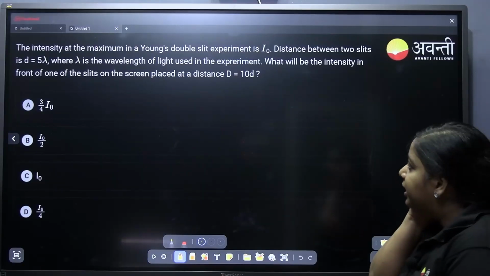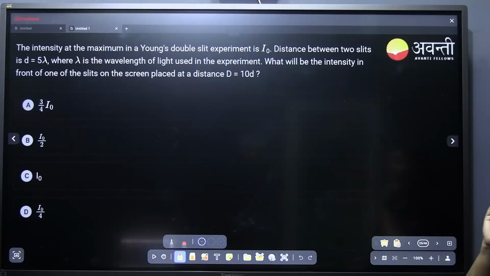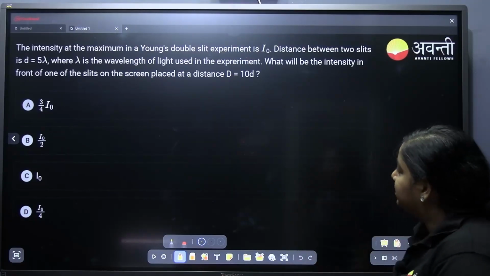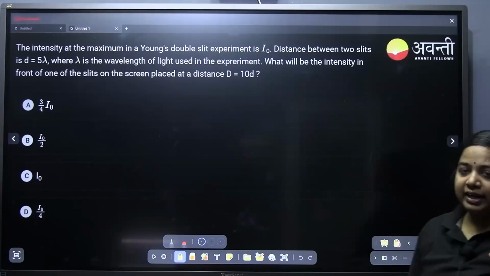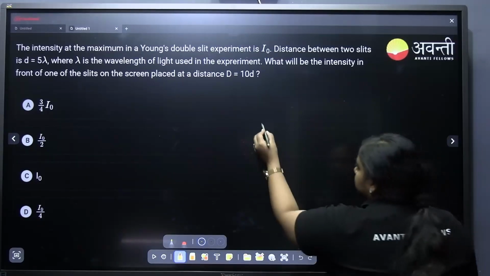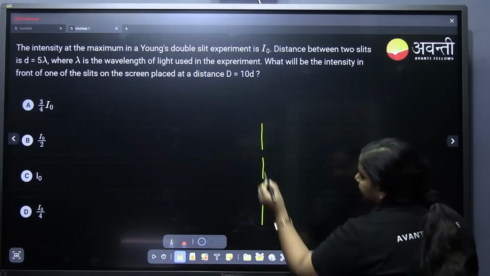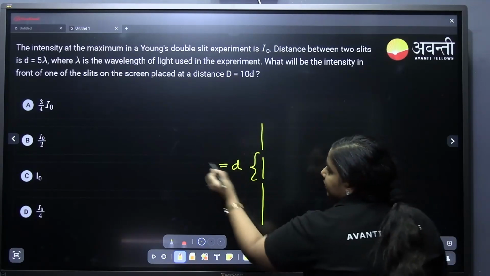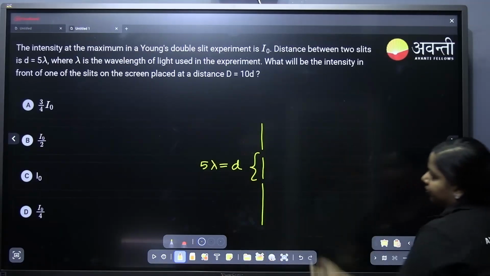Next one, the intensity at the maximum in a Young's double slit experiment is I naught. Distance between two slits is 5 lambda, where lambda is the wavelength of light used in the experiment. What will be the intensity in front of one of the slits on a screen placed at distance D equal to 10d? Okay, so let's say this is our slit and this distance is d. This is given as 5 lambda.